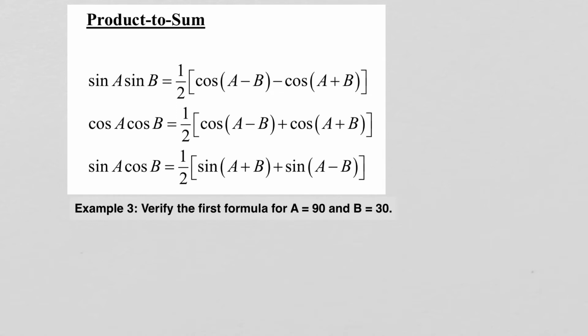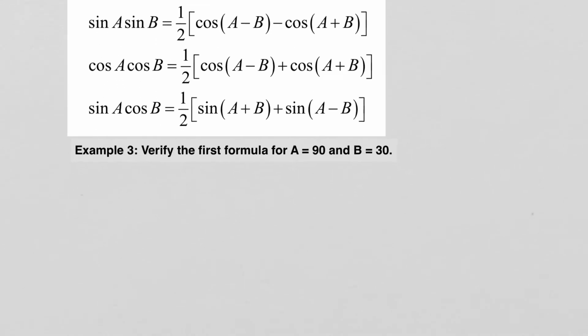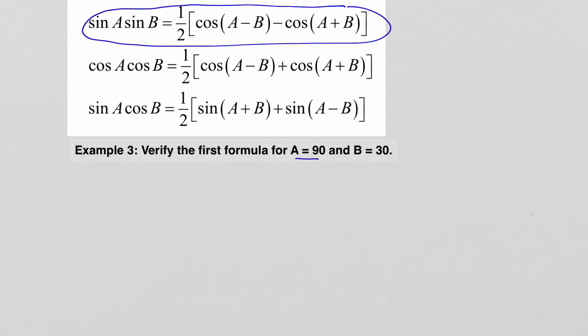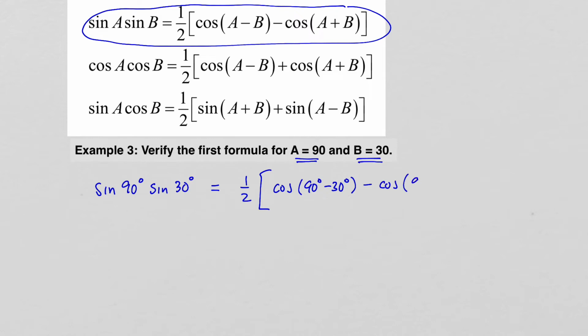In our first example, we are asked to verify the first formula, so that would be this formula here, for the value of A equals 90 and B equals 30. So if A equals 90 and B equals 30, then we will have the sine of 90 degrees times the sine of 30 degrees should be equal to 1/2 times cosine of 90 degrees minus 30 degrees minus cosine of 90 degrees plus 30 degrees.